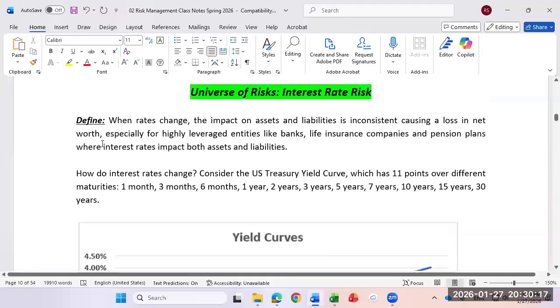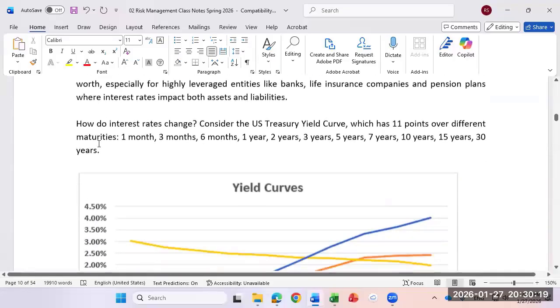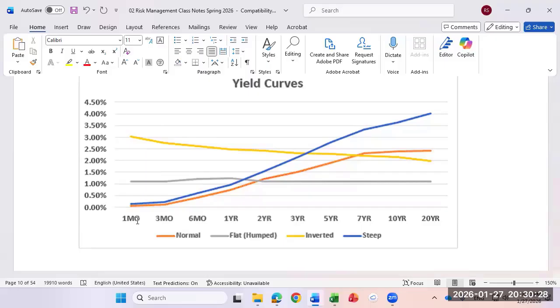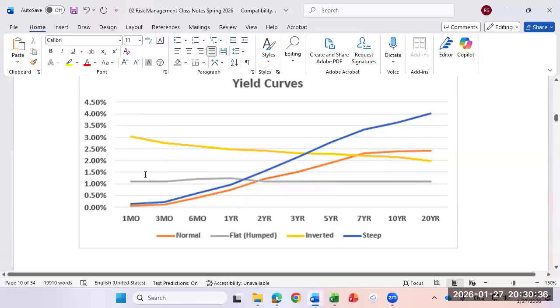Now, it's not just if interest rates change, but which part of the interest rates change. So you probably had yield curves in your economics class. You took money and banking, so you probably talked about interest rates. I remember the theories about why interest rates are what they are: you have the expectation theory, you have the liquidity theory. But yield curves normally look like this orange line. Short-term rates, 1-month rates, are generally lower than longer-term rates.